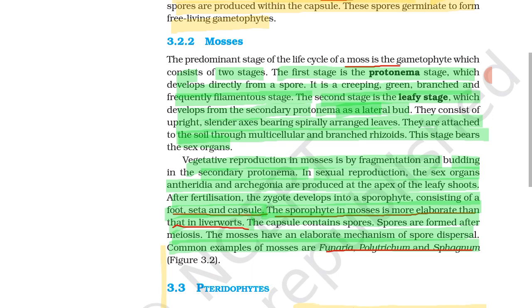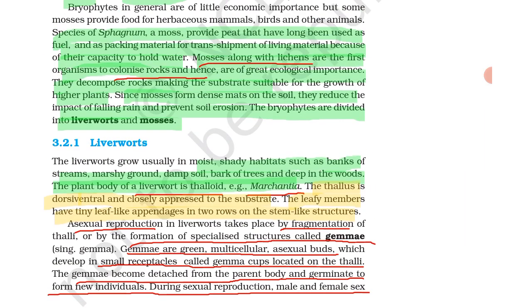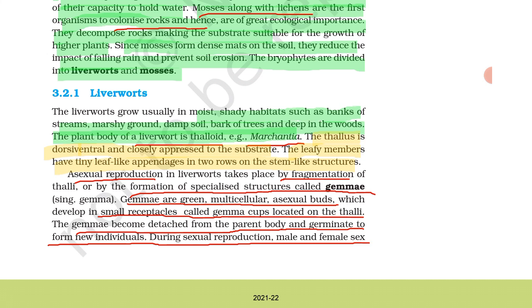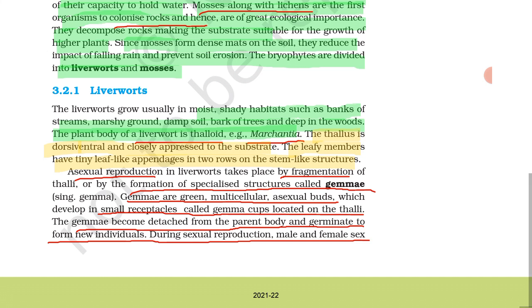The common examples of mosses are Funaria, Polytrichum and Sphagnum. So let's revise liverworts and mosses. Liverworts grow in shady habitats such as banks of streams, marshy ground, damp soil, bark of trees, deep in woods. The plant body of liverwort is thalloid. Example, Marchantia. The thallus is dorsiventral and closely appressed to the substrate.